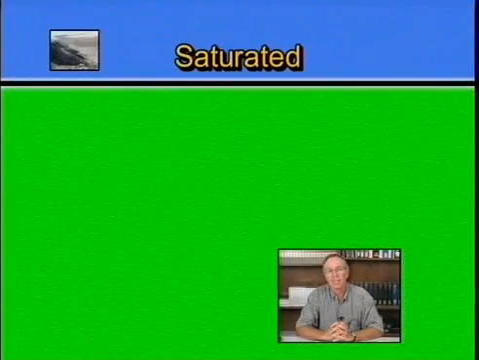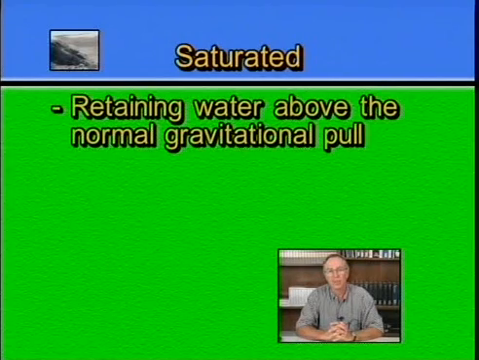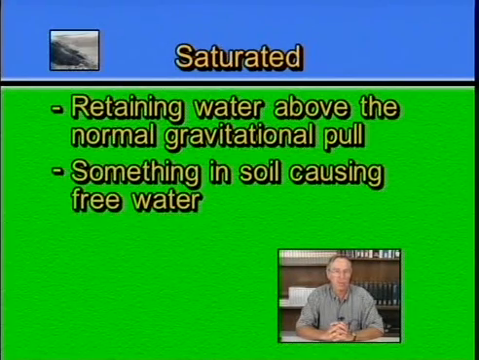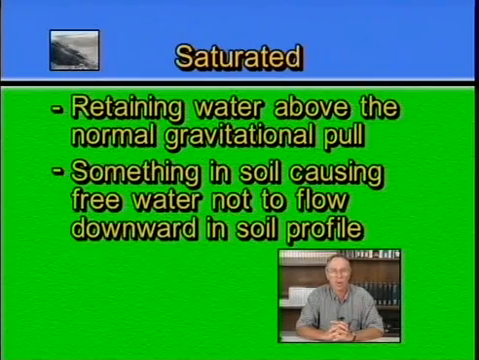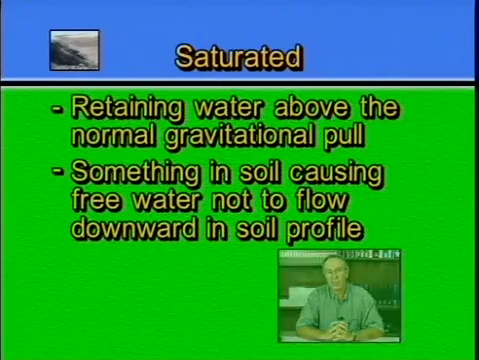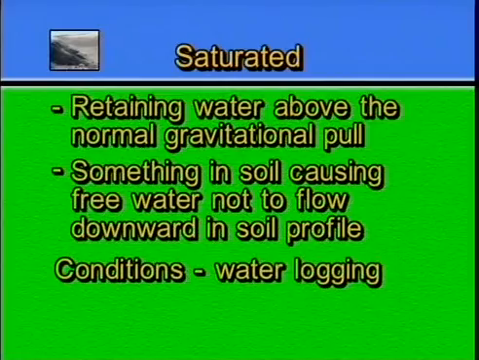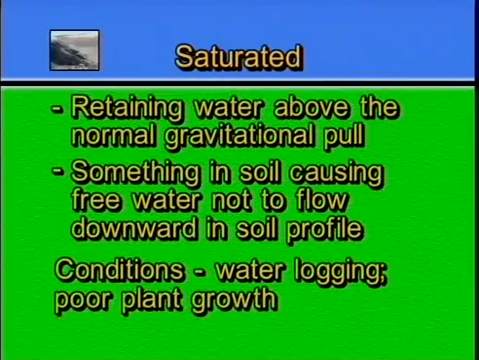The first of those is what I will call saturated. Soils that are saturated are retaining water above the normal gravitational pull. In order for this to happen, there has to be something in that soil profile that is causing the free water, also sometimes referred to as excess or gravitational water, not to flow out of the center of these soil pore spaces and on downward in the soil profile. Oftentimes this can lead to conditions which are referred to as waterlogging, which obviously cause poor plant growth as well.